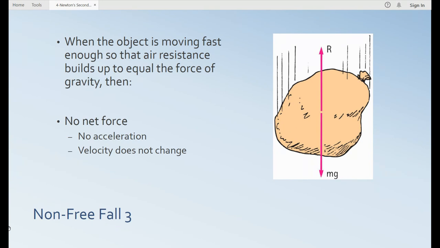And of course, as we learned last week, when there's no net force, there's no acceleration. The velocity of the object is not going to change anymore. And it's important to realize this doesn't mean the object stops. It's still going to be falling, but it's not going to be accelerating anymore. It's not going to be falling any faster.